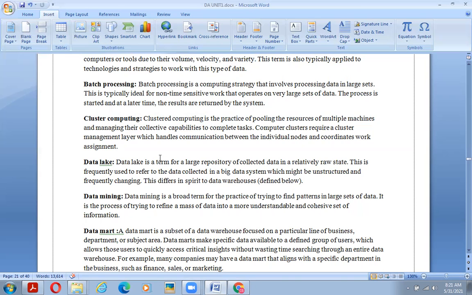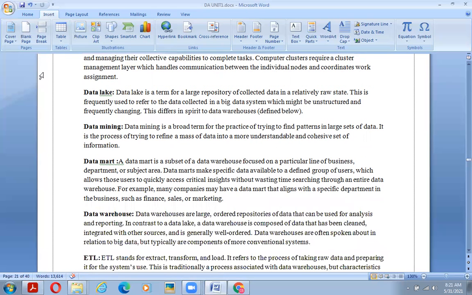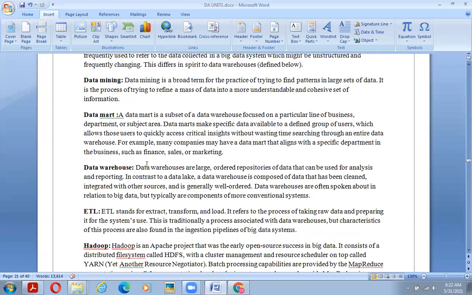Now we have a data lake. Data lake is a term for a large repository of collected data in a relatively raw state. This is frequently used to refer to data collected in a system, which might be unstructured. This differs from a data warehouse. So a data lake is just a large repository of collected data in a relatively raw state. Next is data mining. Data mining is a broad term for the practice of trying to find patterns in large sets of data. It's the process of trying to refine a mass of data into a more understandable and cohesive set of information.